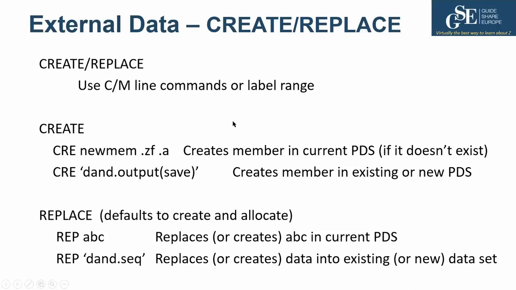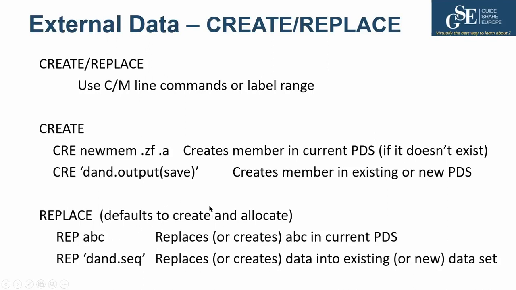Now there are times that you want to get data in and out of the editor, and you use the external data commands for that: create and replace. By default, you can use the C line commands or M line commands to do that, but you can also use a label range, and generally, I'll use label ranges now. This will create a new member called new mem from the first line to the label that I've named .a. And you can create into an existing PDS or a new PDS or a new sequential data set now.